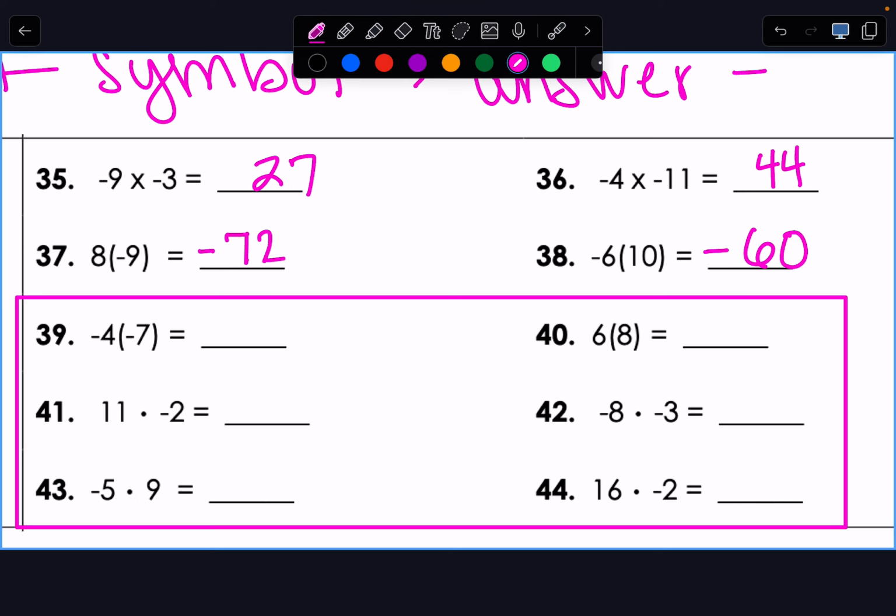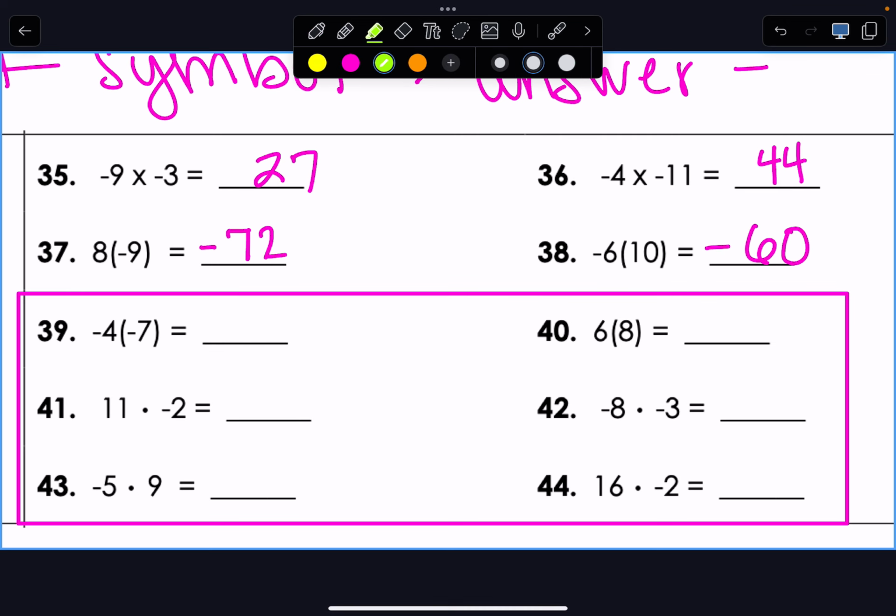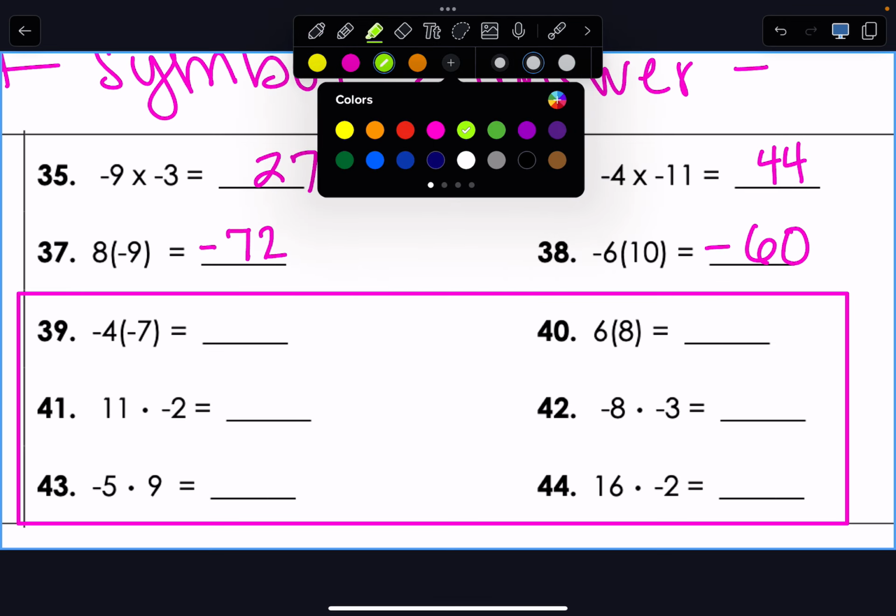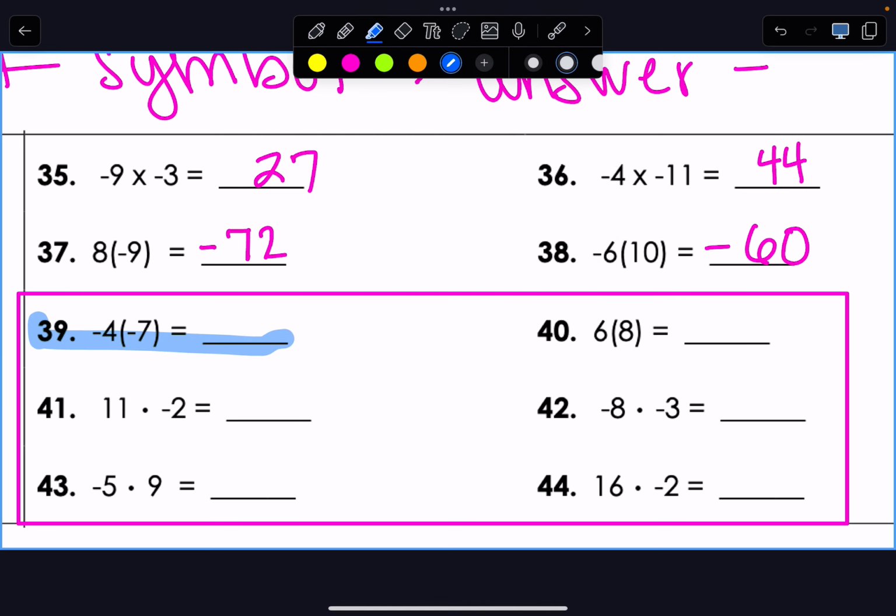All right, blue table. Number 39, what'd you get for an answer? They got a positive 28. Thumbs up or thumbs down that you agree with the blue table? Positive 28. Okay, thank you, thumbs.